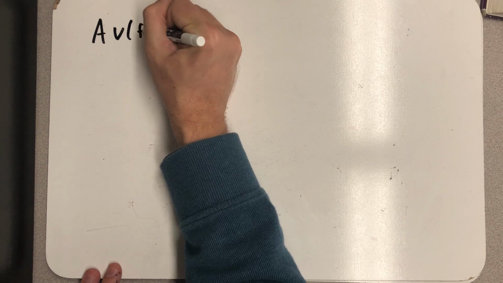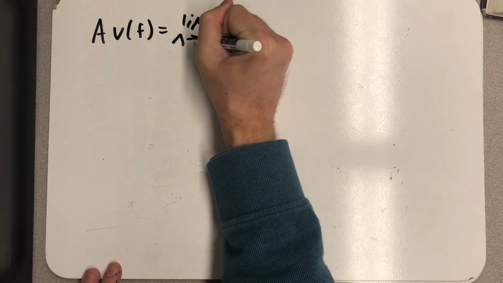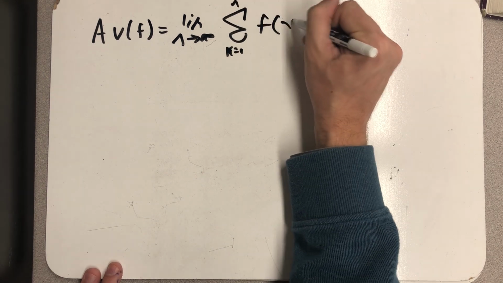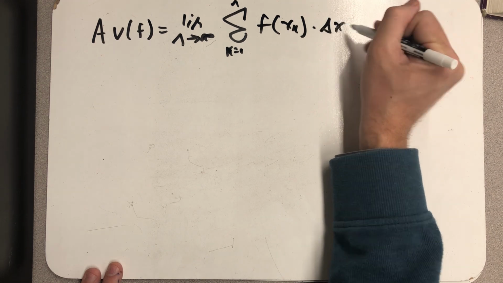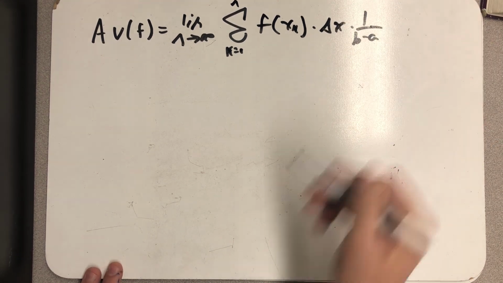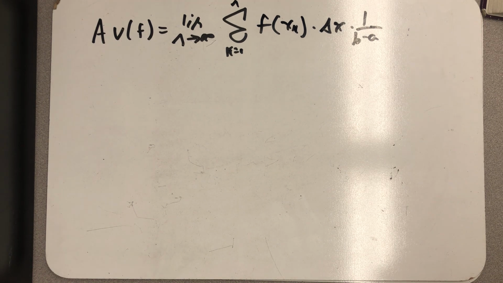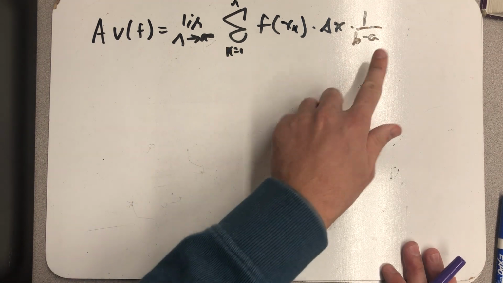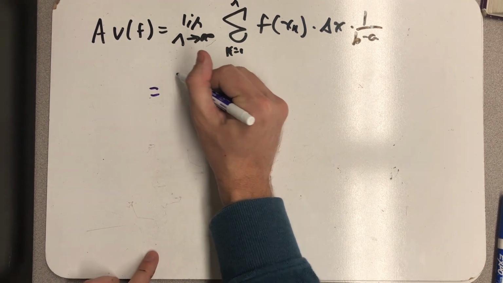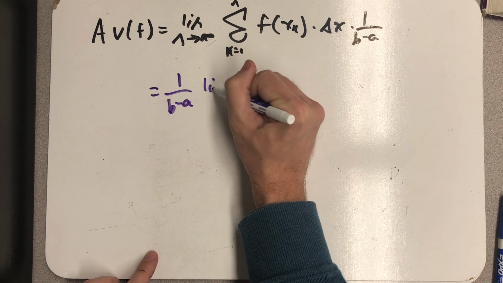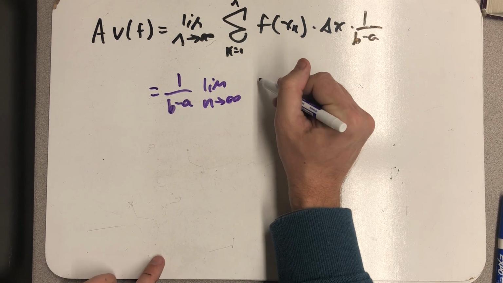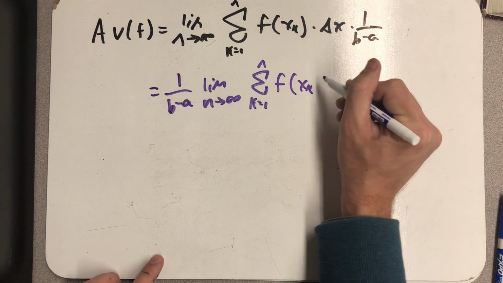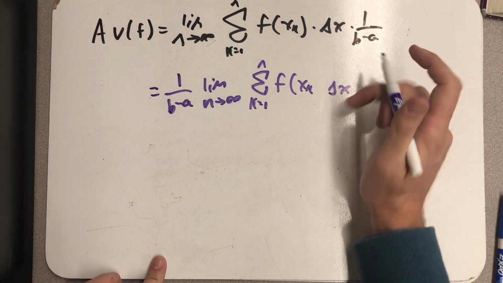The average value of f is equal to the limit as n approaches infinity of the sum from 1 to n of f of xk times delta x over b minus a, which I'm just very quickly going to rewrite as delta x times 1 over b minus a. 1 over b minus a is a constant, so I can pull it out front of my sum, and I can pull it out front of the limit as well. And now what I have is the actual Riemann sum for the integral of f from a to b.